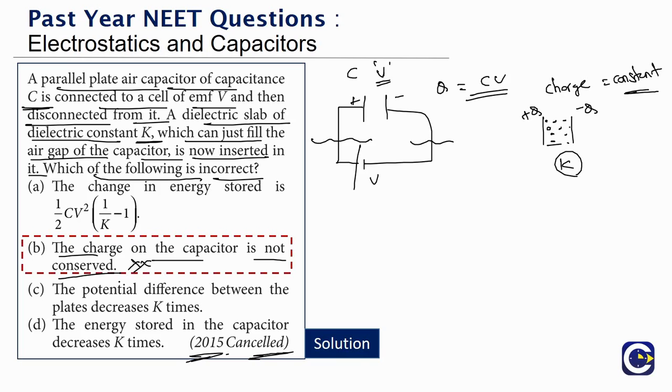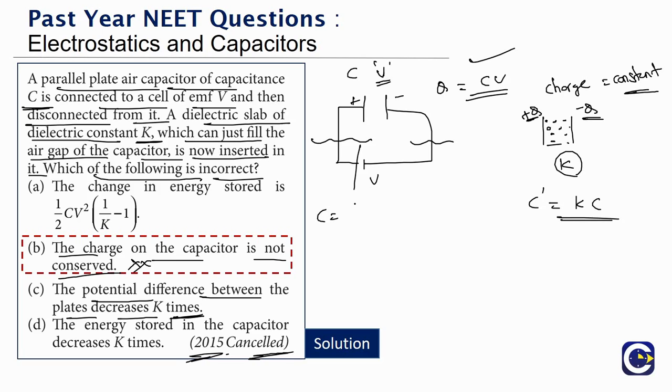But we look at the others also. Look at option C. The potential difference between the plates decreases by K times. See, now the charge is going to remain constant. What is the charge value? C into V. If you introduce a dielectric medium, the new capacitance will be equal to what? K times the original capacitance. New capacitance will be equal to what? K times the original.